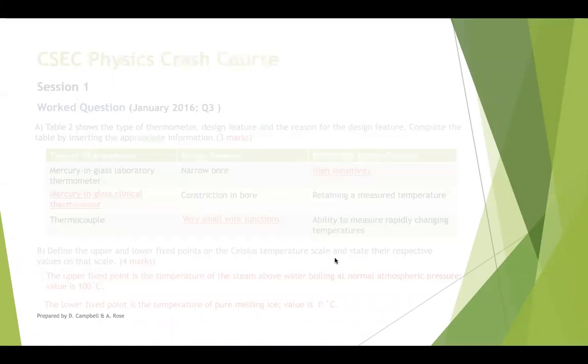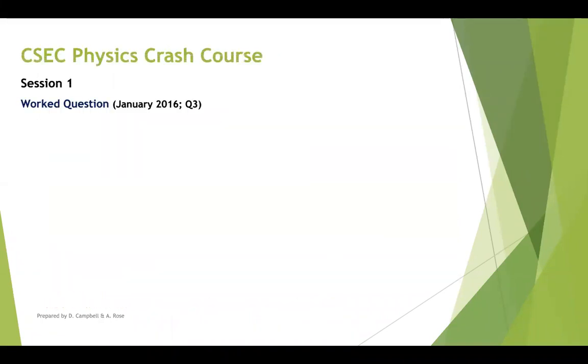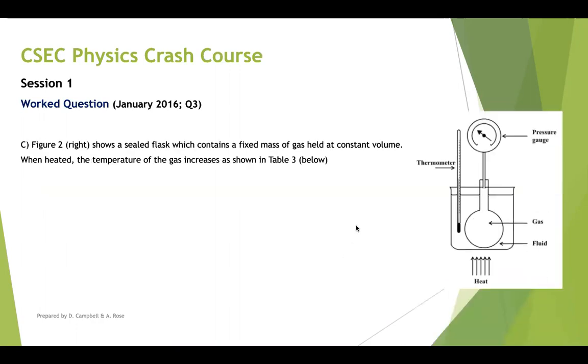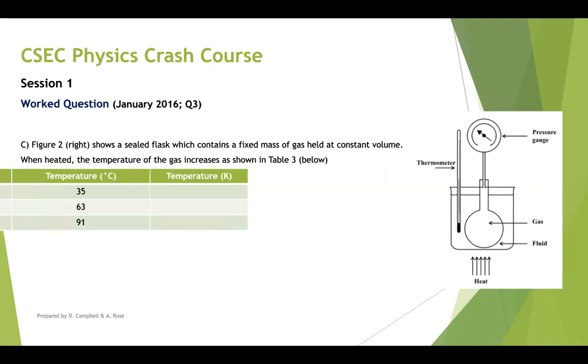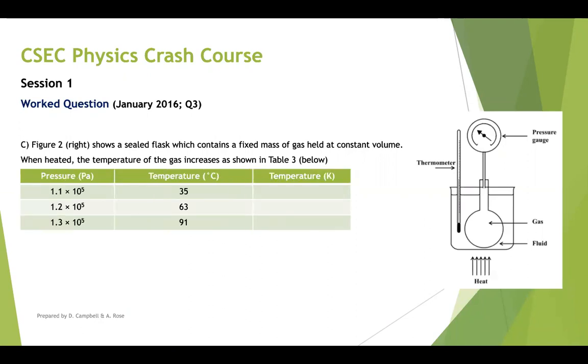All right. Next. All right, so this is part C, same question paper. Figure 2, that's the diagram over here. So we see a pressure gauge connected to a vessel here, which contains a gas, and that vessel is surrounded by a fluid, and a thermometer is placed in the fluid. Everything is being heated.